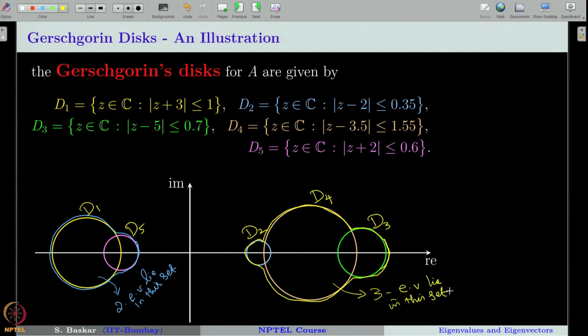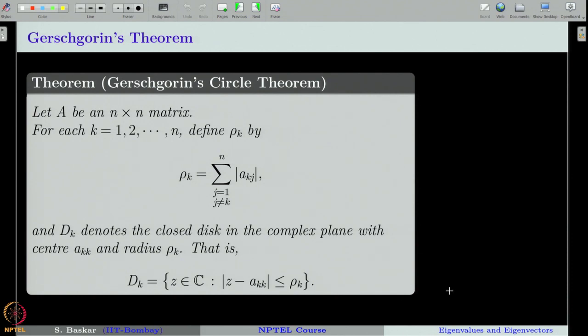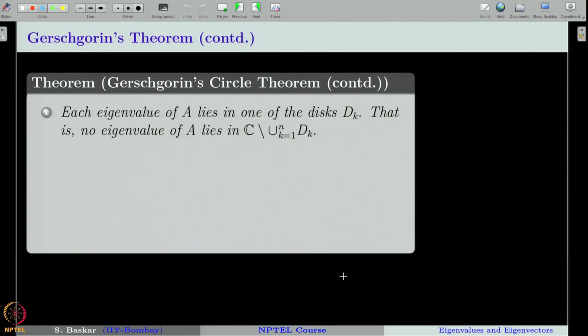Let us now precisely state the Gerschgorin disk theorem. You are given a matrix A, which is an n cross n matrix. First, you have to find the Gerschgorin disks, each corresponding to a row of the matrix. Therefore, if it is an n cross n matrix, you have n Gerschgorin disks. The radius is given like this and the disks are given like this. Now, the conclusion of the theorem is that each eigenvalue of the matrix A lies in one of the disks D_k. It means you cannot find an eigenvalue lying outside the union of these disks. That is what it means.